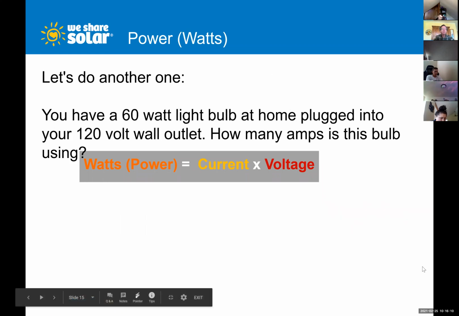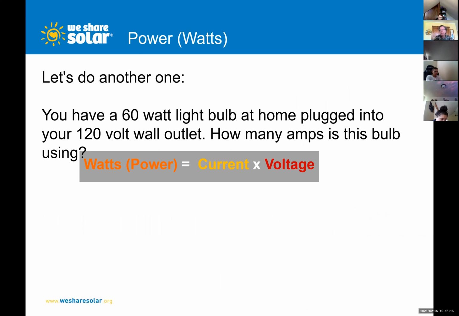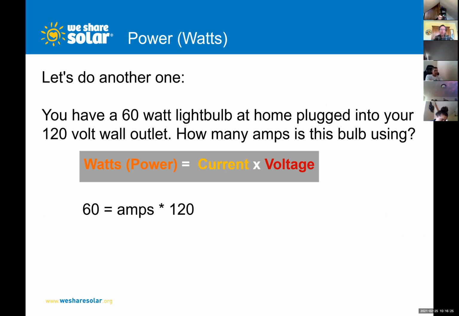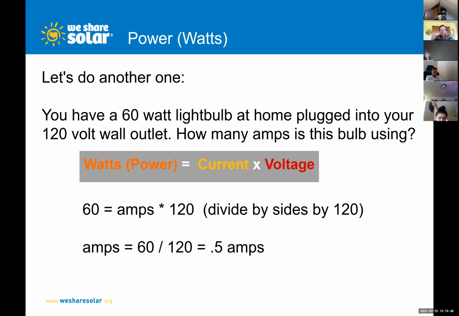So we're going to do another little formula. So we have a 60-watt light bulb at home plugged into a 120-volt wall outlet. I want to know how many amps this bulb is using. So watch what we do here. I plug in 60 watts. So the 60 goes on the watt side of the equation. And then current is amps. I just wrote amps instead of A, so you could see what we were talking about. And then the volts is 120. So I'm counting on you all to have enough math in you to know that you divide both sides by 120 here, and then you get amps equals 60 divided by 120, which is just a half.